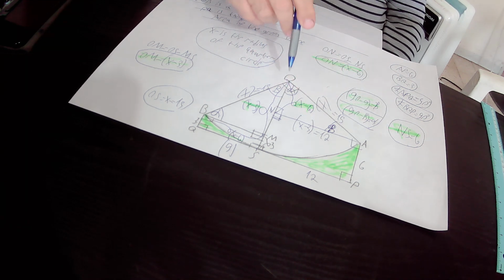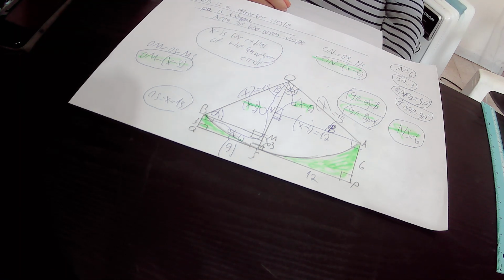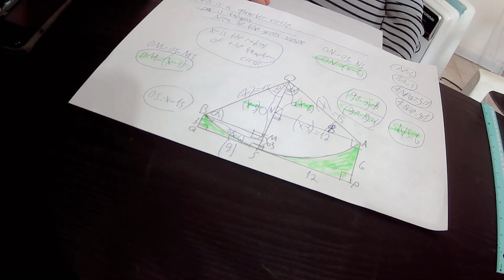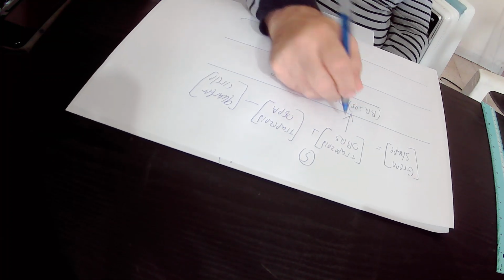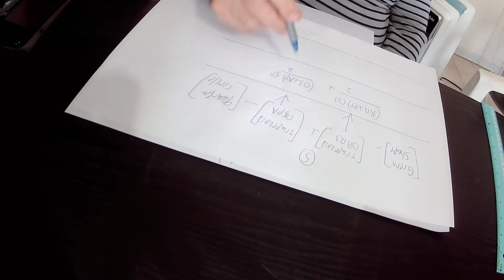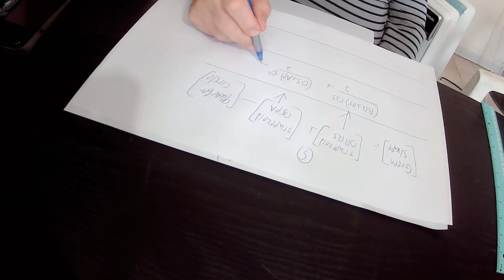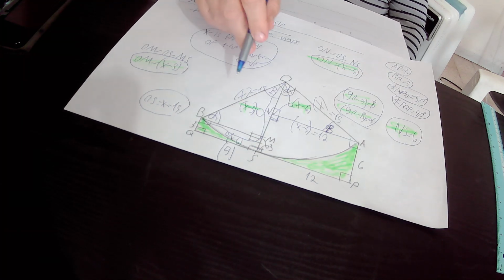What is the area of this trapezoid OSPA? The area of trapezoid OSPA equals the sum of its bases, that is to say OS plus AP, times the height, that is SP, over 2. Repeat again: the area of trapezoid OSPA equals OS plus AP, the sum of its bases, times the height SP over 2, minus the area of this quarter circle OAB.